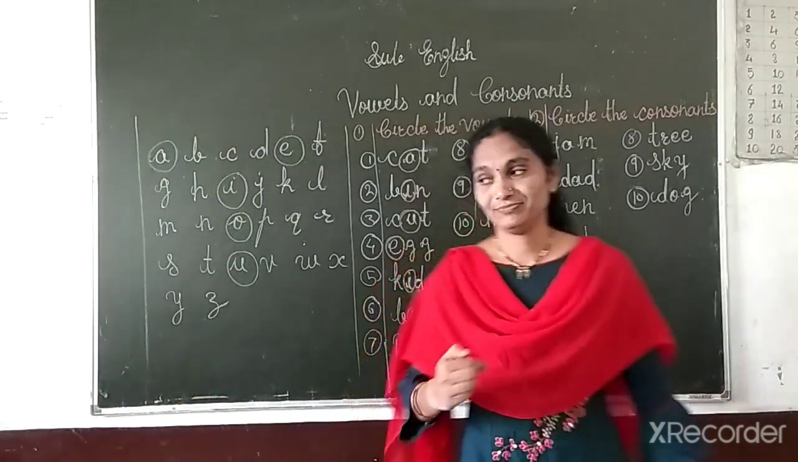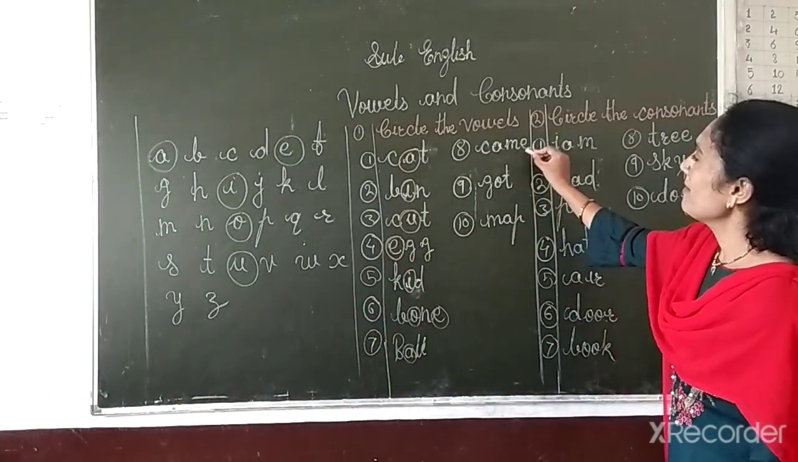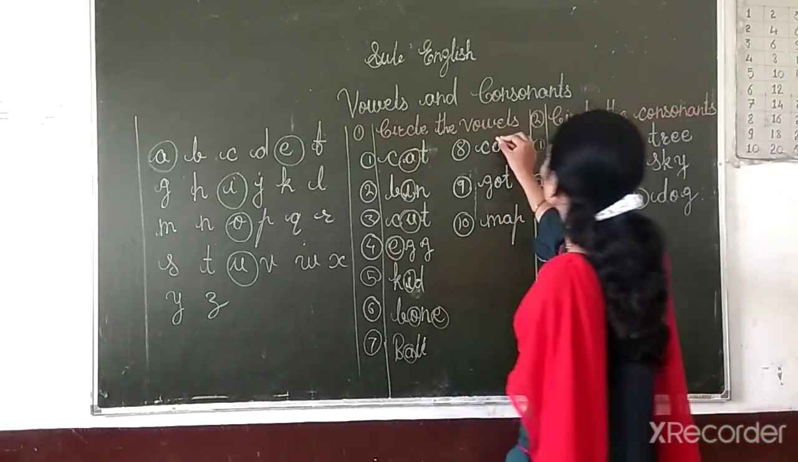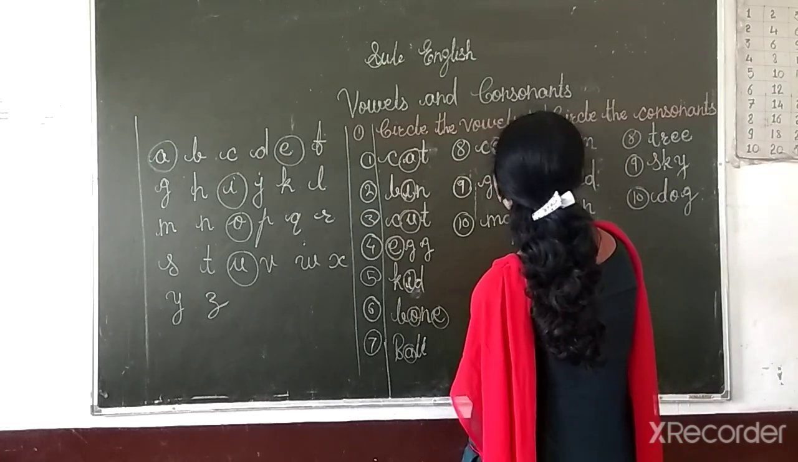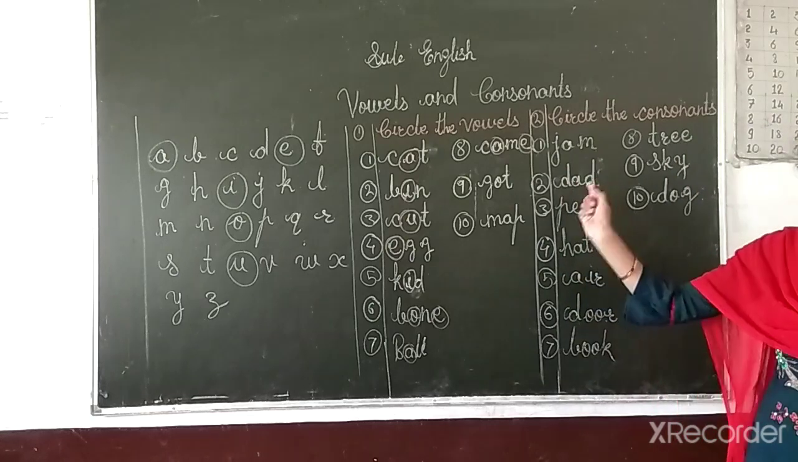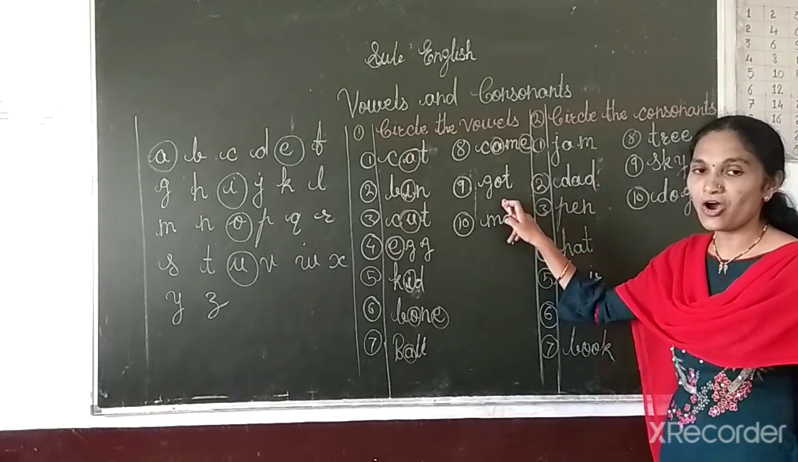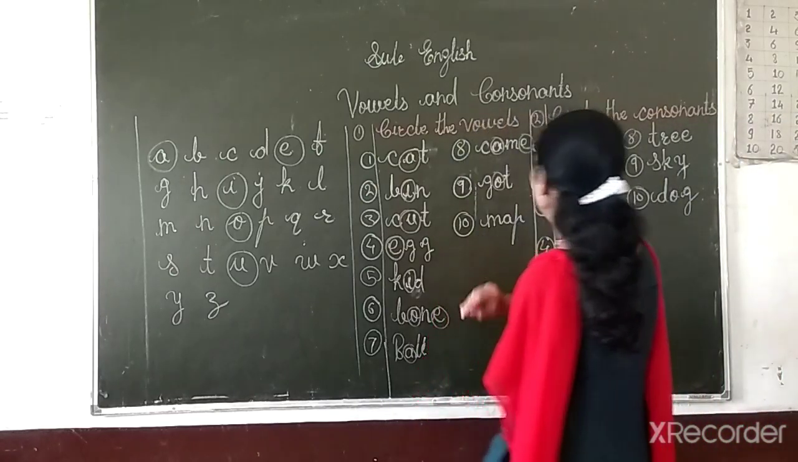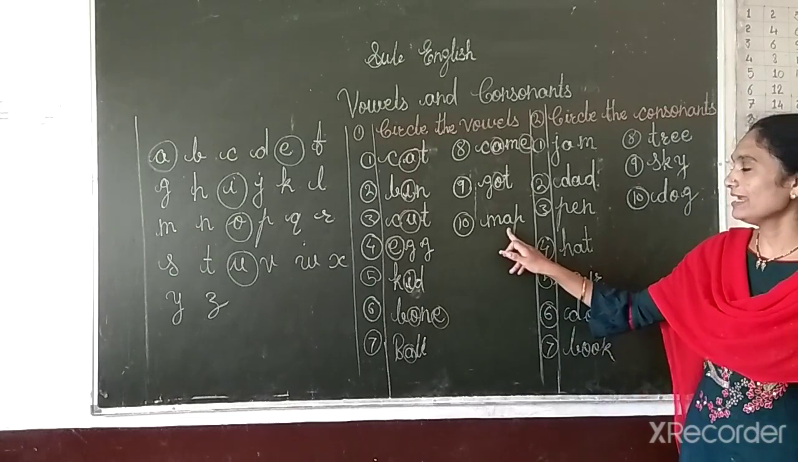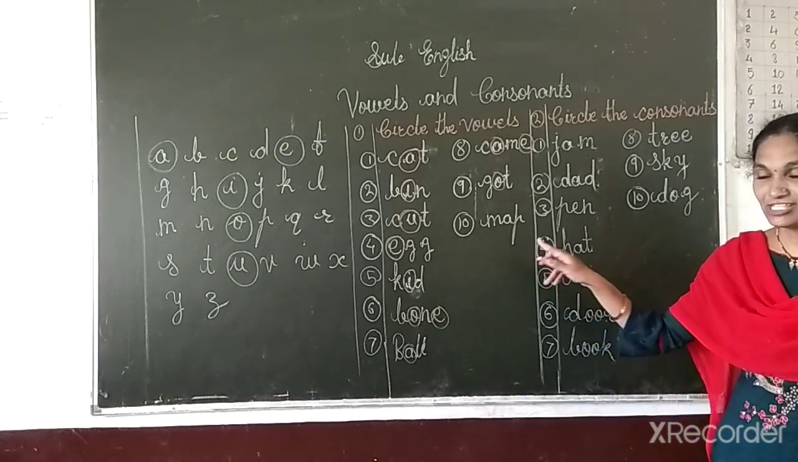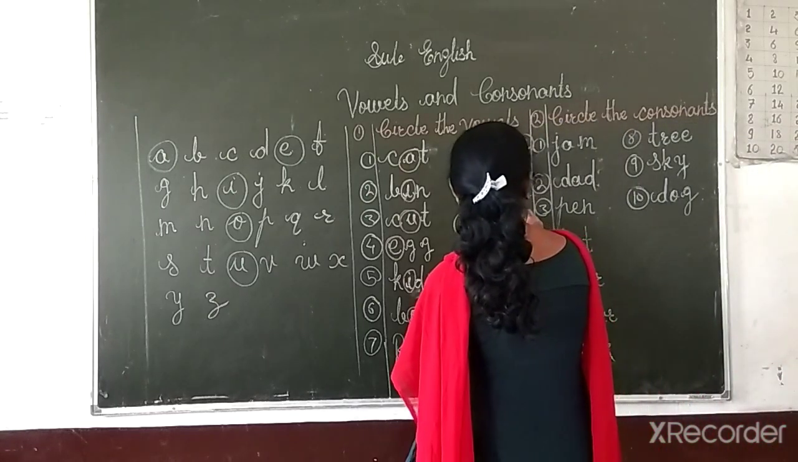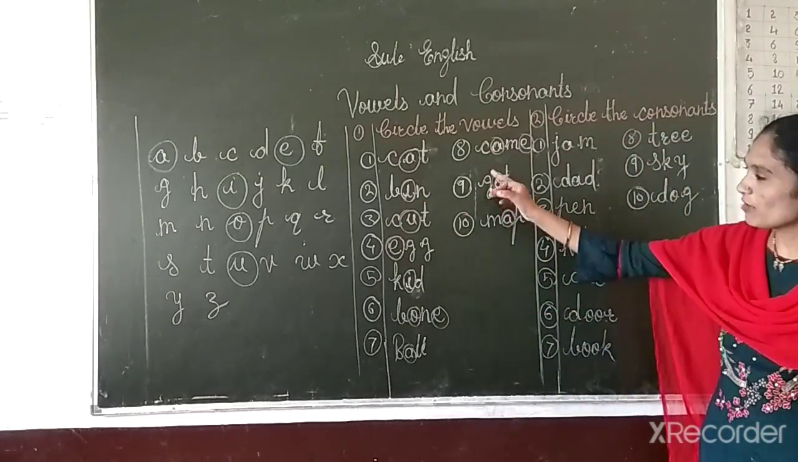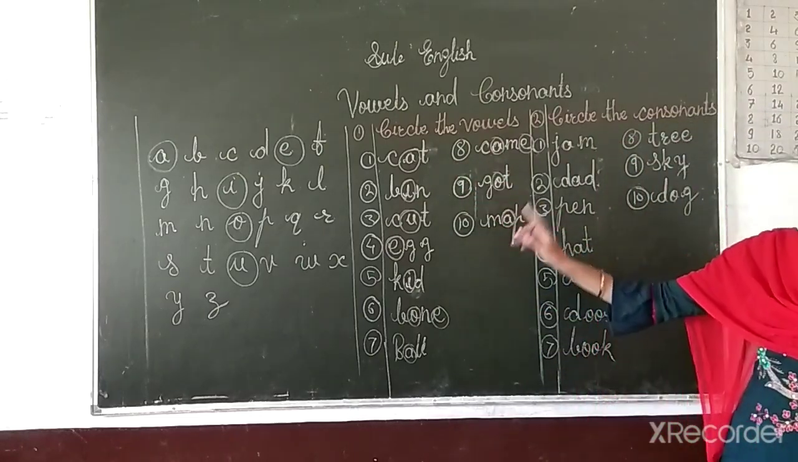Then the next word, C-A-M-E. Again, here are two vowels. How many vowels? Two. Which are they? A and E. The next word is G-O-T, got. In this word, one vowel, and that is O. The last word is M-A-P, map. And which is the vowel? A. So these are the vowels. Which vowels are here? A, E, I, O, U.